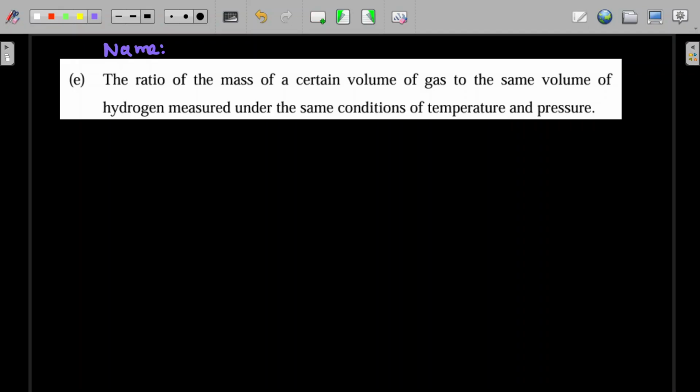Certain volume of the gas to the same volume of hydrogen measured under the same conditions of temperature and pressure. Very good. This is called vapor density. So whatever mole related questions are there, we are done with that. The last part we are going to do is vapor density, finding the empirical and molecular formulas.